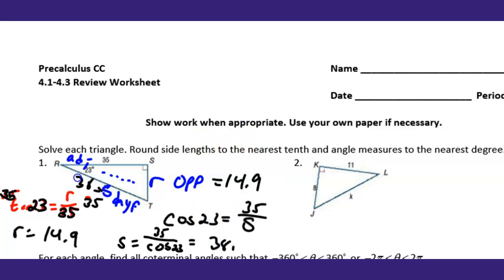Lastly, we just have to find this missing angle. If you remember, the angles in a triangle must sum to 180 degrees. This one is 90, so these two angles will equal 90 degrees. If I do 90 minus 23, that gives me 67. So this angle, angle T, is 67 degrees. That is how you do number 1.